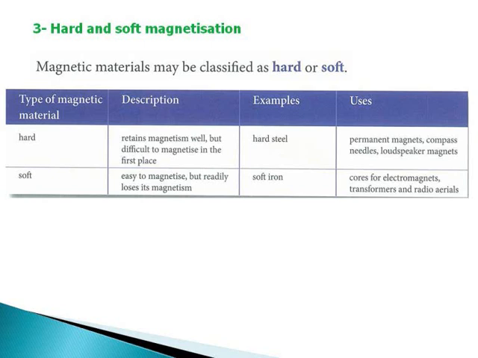The soft one is different from the hard one. It's easy to magnetize, but it loses its magnetism very easily. An example of it is soft iron. So there are two types, hard and soft magnetization. The difference is here. Keep those in mind, please.